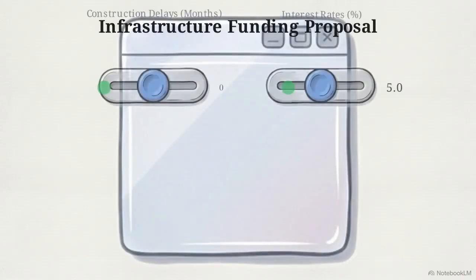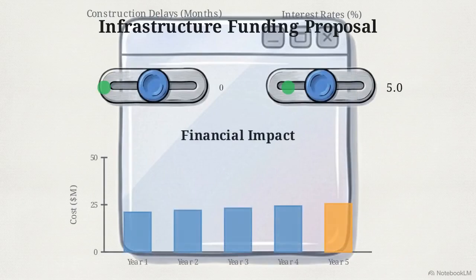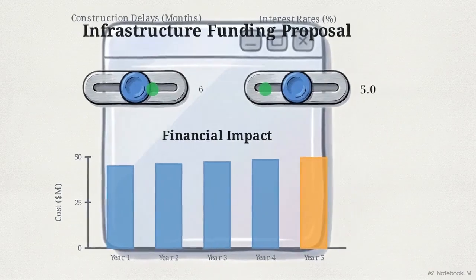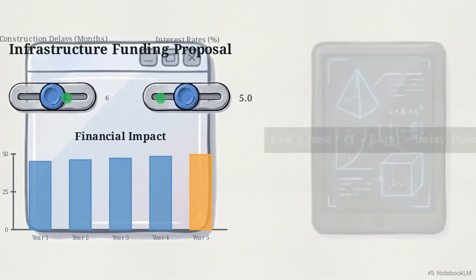Here is a live test scenario, an interactive dashboard for a New Zealand infrastructure funding proposal. We see the input controls at the top and the central bar chart mapping financial outcomes. You grab the construction delay slider and modify the variable. The interface instantly recalculates, showing exactly how the delay increases required ratepayer contributions on the central chart.